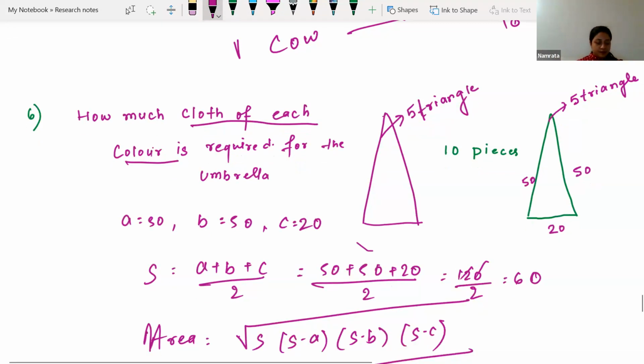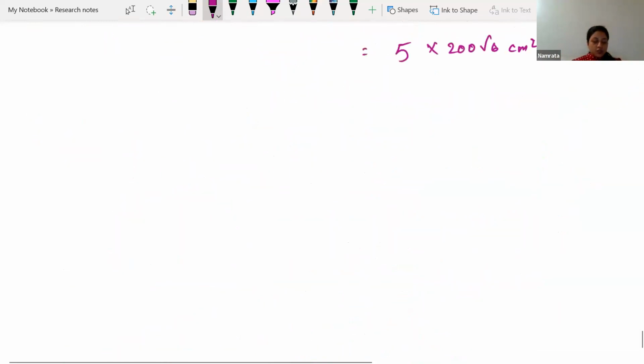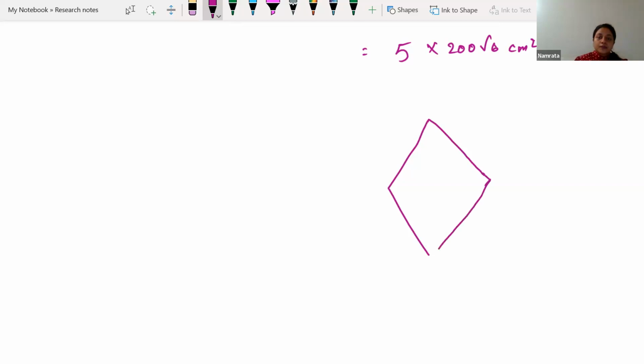Number 7. So number 7 says a kite is in the shape of a square of diagonal 32 centimeter. We are having a kite. This type of kite we are having, the shape of the kite is a square. So we know a square has a property: this is a, this is a, this is a, and this is a. All the 4 sides are of the same length with diagonal 32.